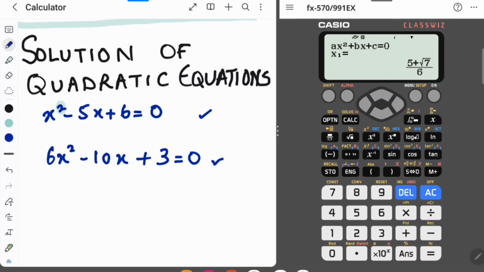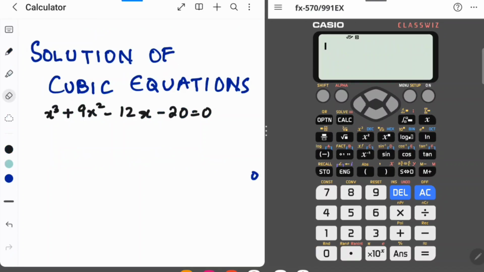The first answer is (5 plus square root 7)/6. You can find it in decimal, and the second answer is (5 minus square root 7)/6. You can find it by x equals (minus b plus minus square root of b square minus 4ac)/2a. Then you will get the same answer, and the minimum value is 5/6 for x, and the other coordinate y is -7/6. Alright, so that was the solution of a quadratic equation.